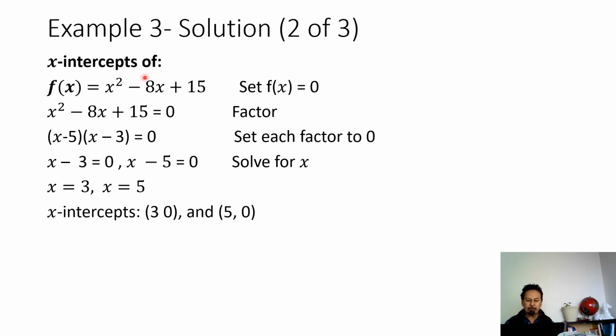So we need to find the x-intercepts, so set f of x equal to 0. We factor x squared minus 8x plus 15, and the factors are x minus 5 and x minus 3. Now we set each factor to 0, so x minus 3 equals 0 and x minus 5 equals 0. This gives x equal to 3 and x equal to 5, so the x-intercepts are (3, 0) and (5, 0).